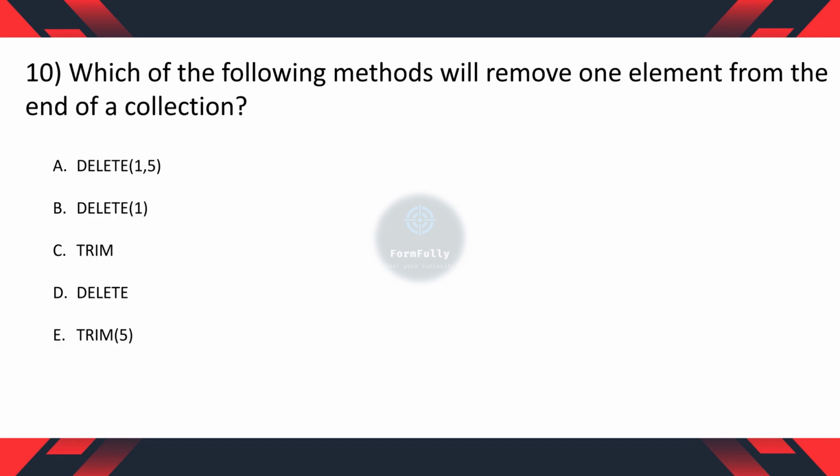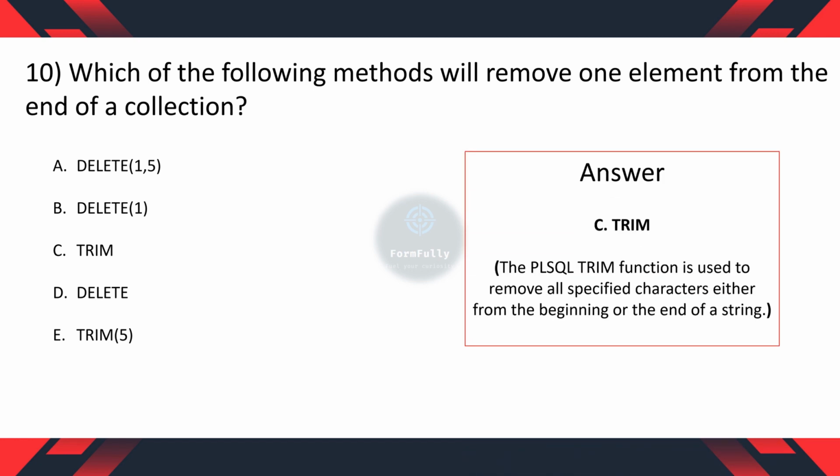Question 10. Which of the following methods will remove one element from the end of a collection? A. DELETE(1,5). B. DELETE(1). C. TRIM. D. DELETE. E. TRIM(5). The correct option is C, TRIM. The PL/SQL TRIM function is used to remove all specified characters either from the beginning or from the end of a string.